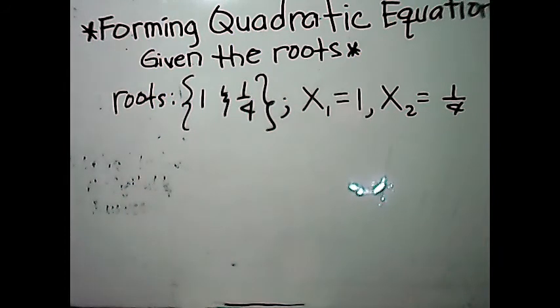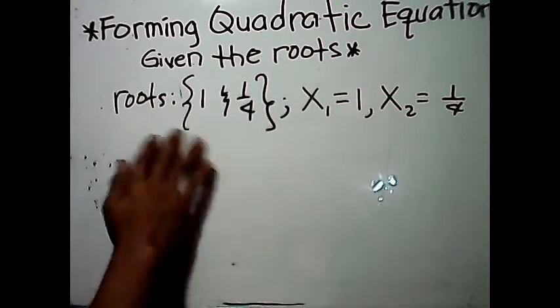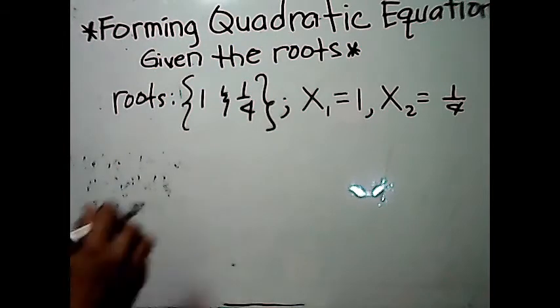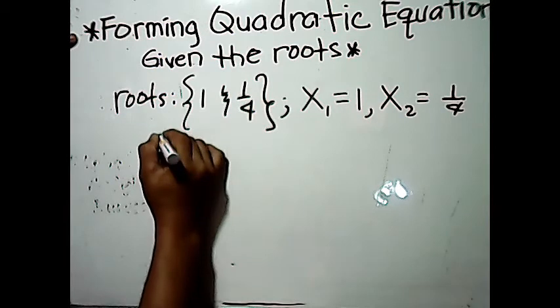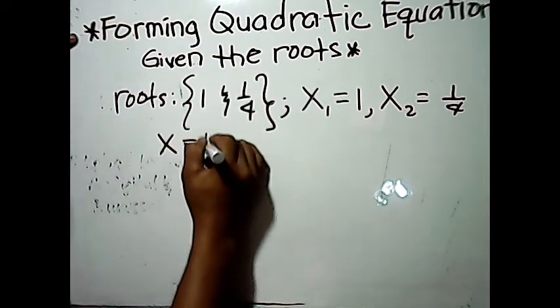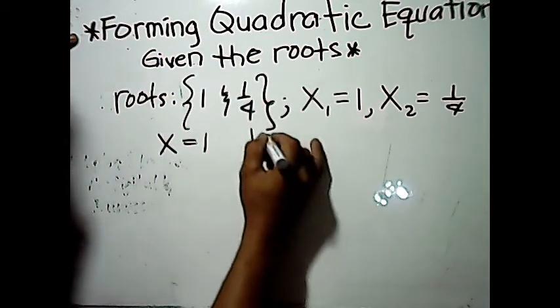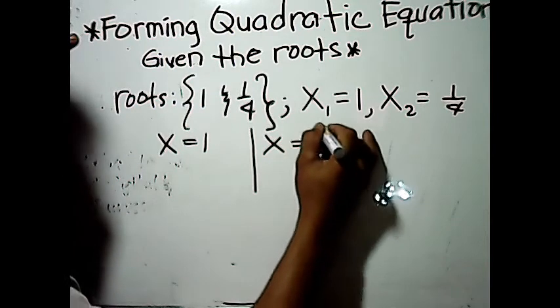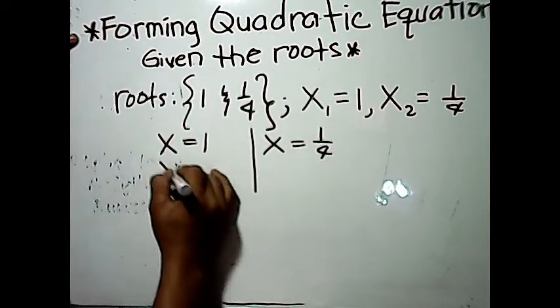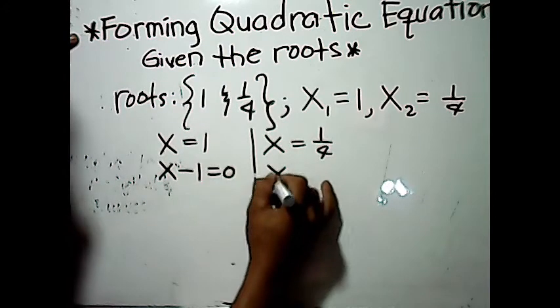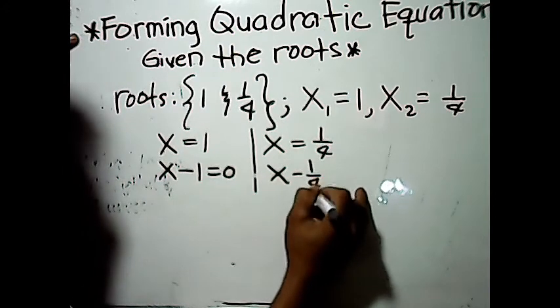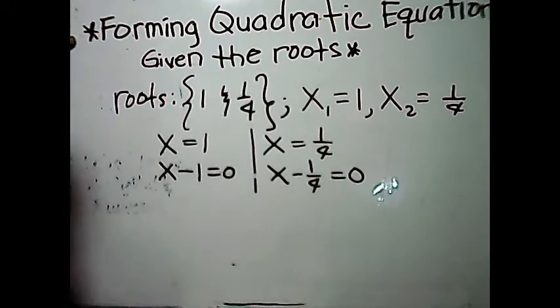You find it difficult whenever there is a fraction. So, I will show you how to solve with fractions. Okay, so first, we will equate to 0. So this will become x equals 1, and then x equals 1/4. Then x minus 1 equals 0, then x minus 1/4 equals 0.